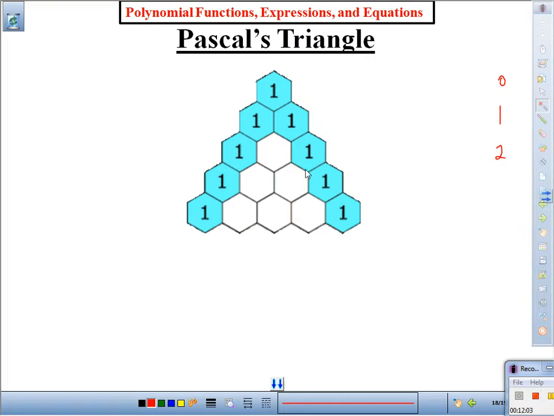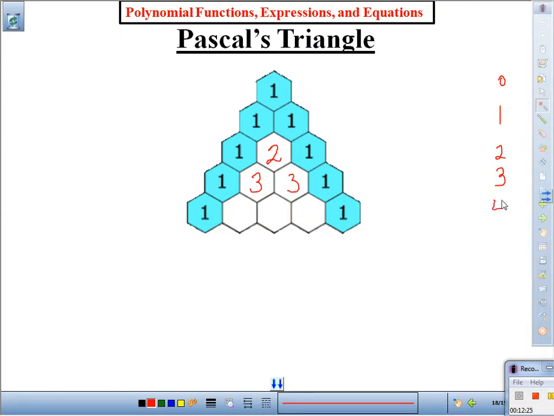I always start with 1 and end with 1. How do we get this number? By adding the 2 previous numbers. What is 1 plus 1? 2. I'm going to go to row 3. 1 and 1 on the end. How do I fill this? What is 1 plus 2? 3. What is 2 plus 1? 3.